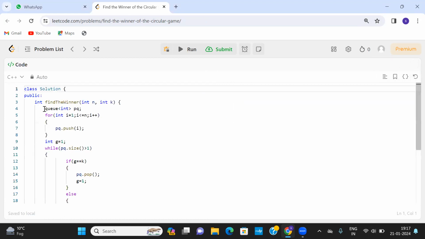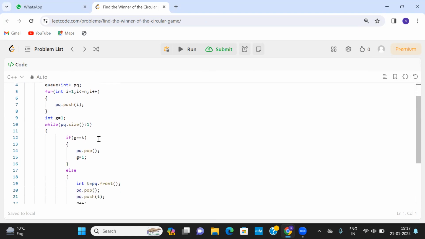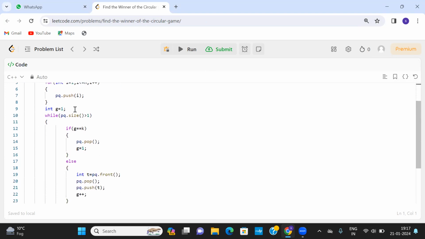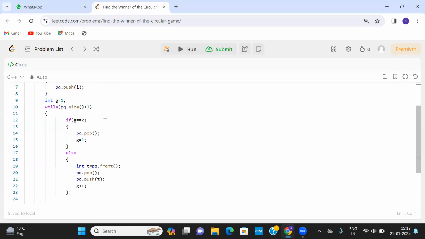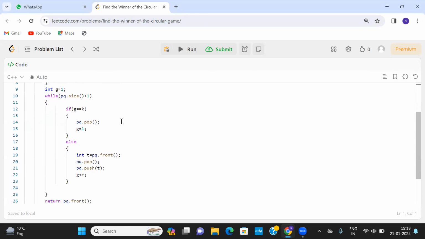See what we did. We made a queue pq. Then we inserted all the numbers in that particular queue, pq.push(i), in lines 5 to 8. After that, we initialized g with 1. This is our count. Our count is going to start from 1.